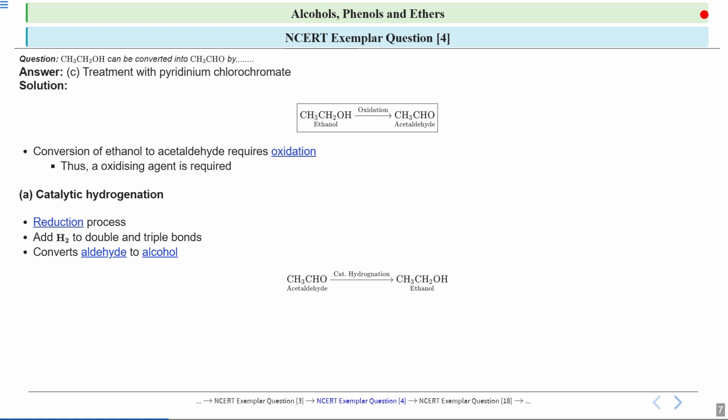If you see over here, there is acetaldehyde. When you do the catalytic hydrogenation, this aldehyde is reduced to alcohol. So this is a reduction process. We need an oxidation process. So this can't be the correct option.